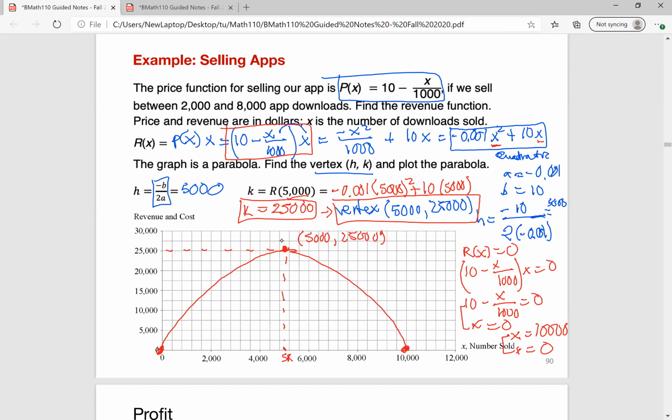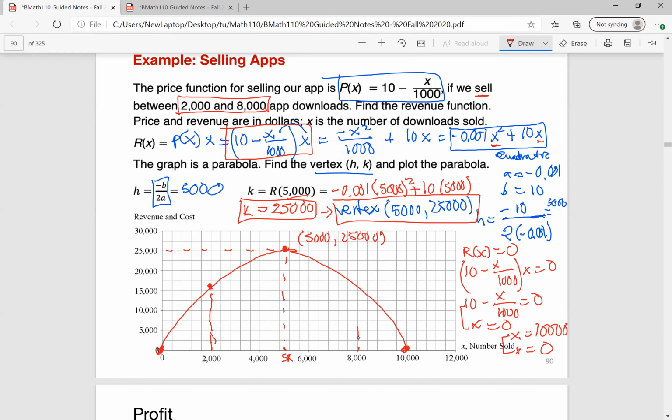So this is a graph of this parabola, but try to read carefully before you leave. There is one piece of information that we haven't used: we sell between 2,000 and 8,000 app downloads. That means you just care about from 2,000 to 8,000 only, right?